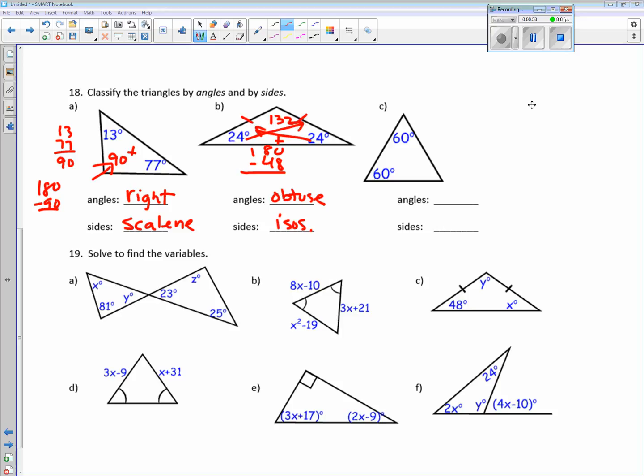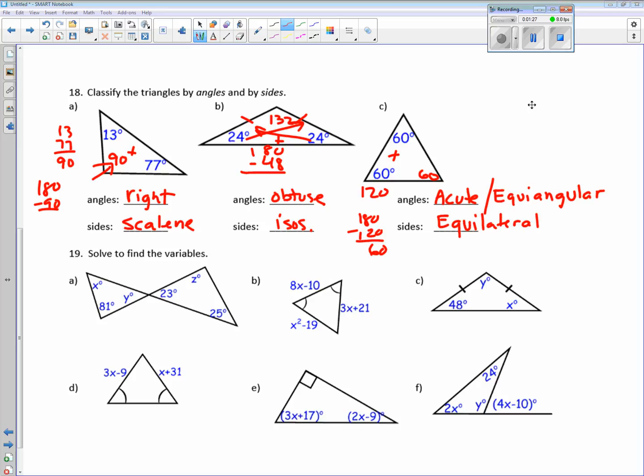In letter C, if the two angles here are 60, that adds to 120. And 180 minus 120 leaves me 60 for the third angle. So as far as this goes, all these angles are acute, all equal, so we can call this equiangular as well. And because all the angles are the same, all the sides are the same, which makes this equilateral.